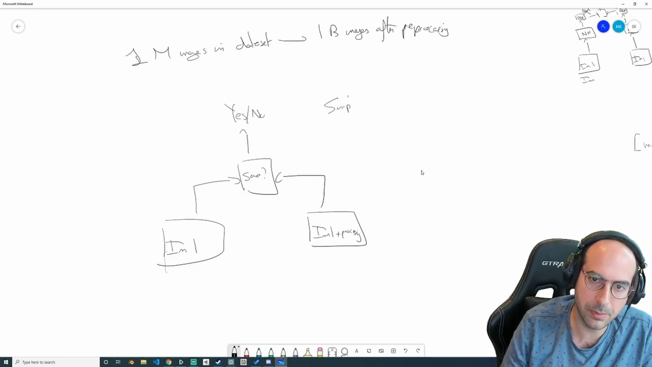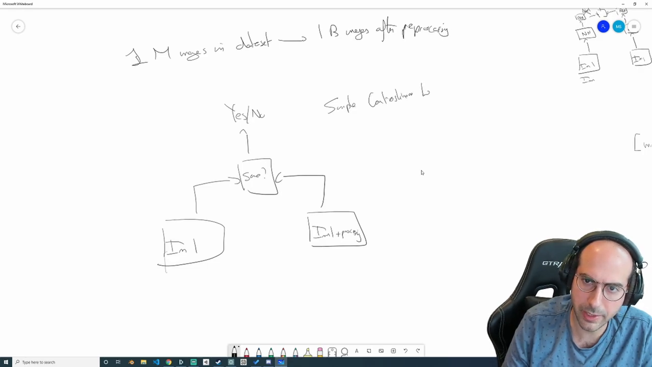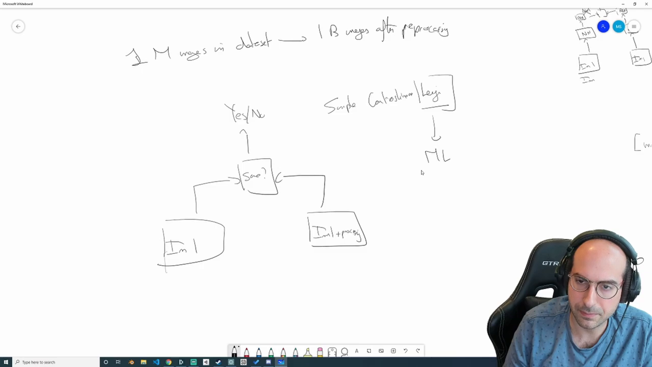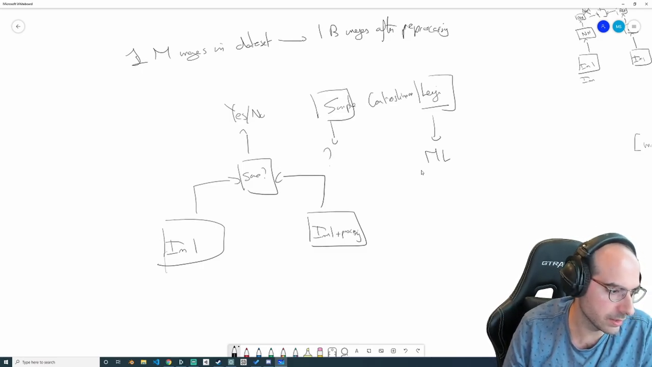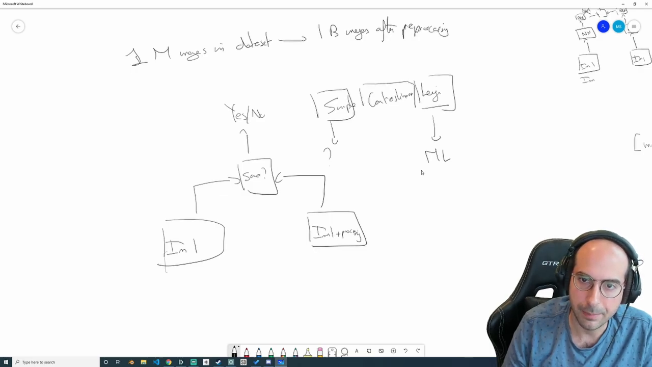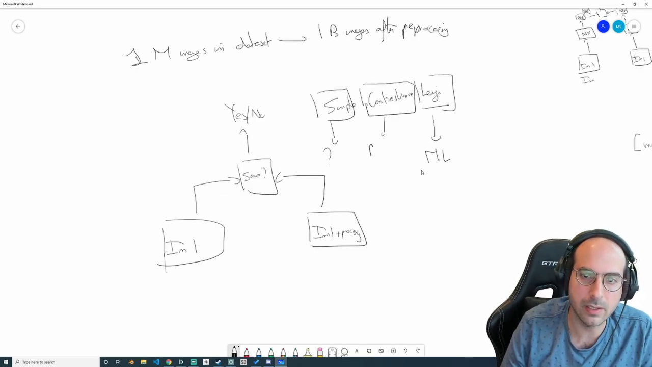So back to the name, this is called simple contrastive learning. Learning, well, this is just machine learning. Simple, we'll get to in a second, why they call it simple in the core paper. But contrastive basically means comparing two things.